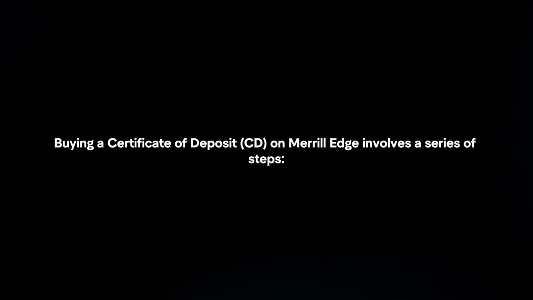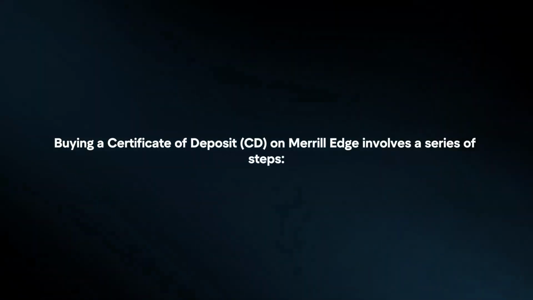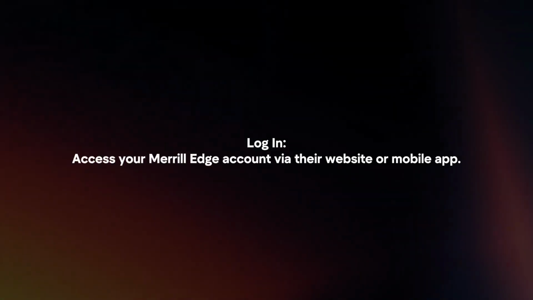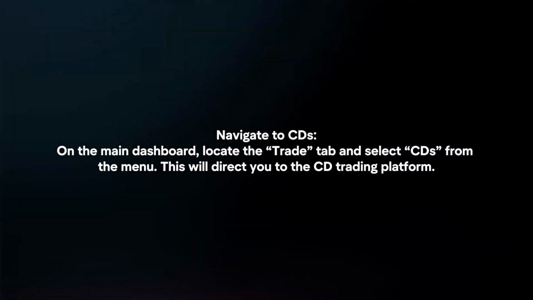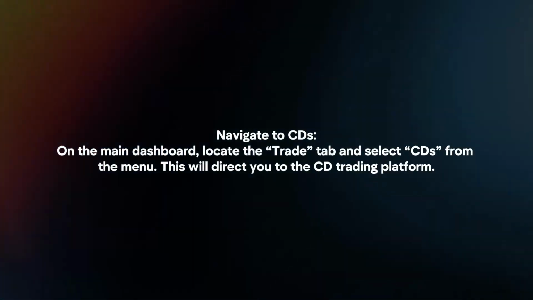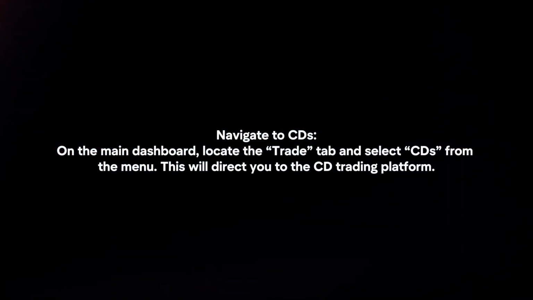Buying a certificate of deposit on Merrill involves a series of steps. Log in. Access your Merrill account via their website or mobile app. Navigate to CDs. On the main dashboard, locate the Trade tab and select CDs from the menu. This will direct you to the CD trading platform.